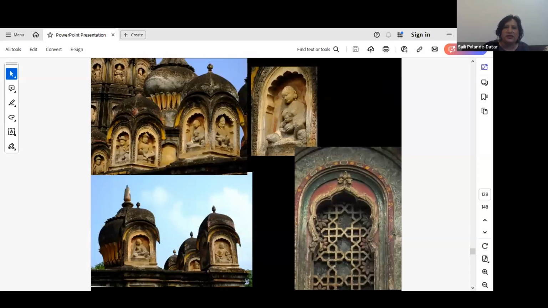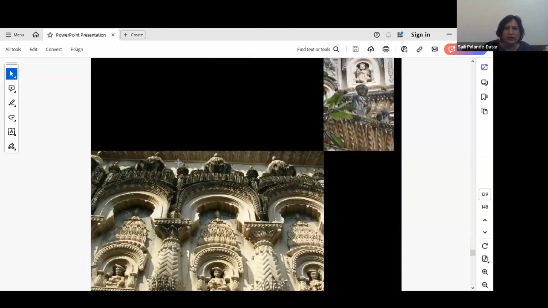The stucco work that is seen in many of the Maratha kutas is also quite interesting. Here there is a lady with a child. We have a mendicant here. We have a noble person here, and so on. So apart from the religious themes, we have the profane and secular themes also depicted.